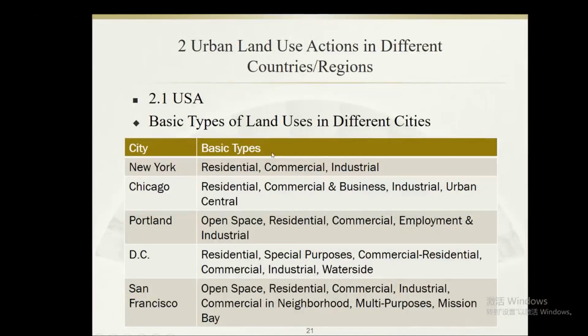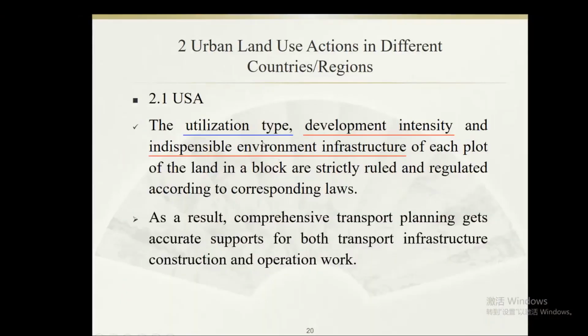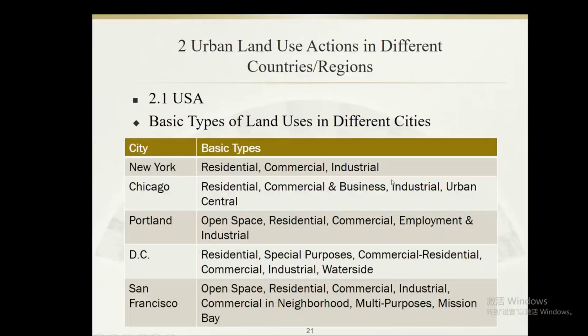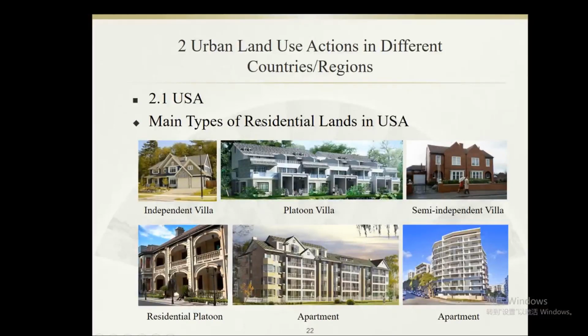You can see that different cities in America have different basic types of land uses. For each type of land use, utilization type, and each plot of the land in the block, they have laws to regulate how big, what is the intensity, according to the transport capacity or public travel mode in this area. For example, many types of residential lands in US: independent villa, platoon villa, semi-independent villa, residential platoon, apartment. This is also another apartment.